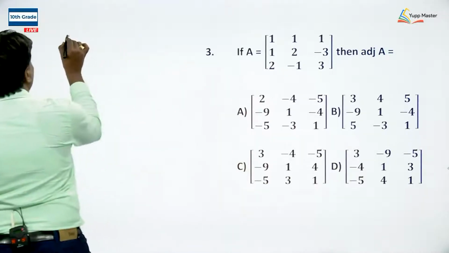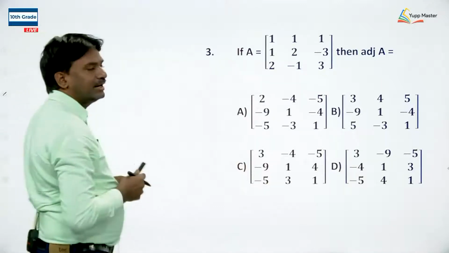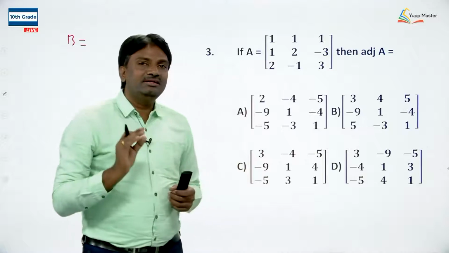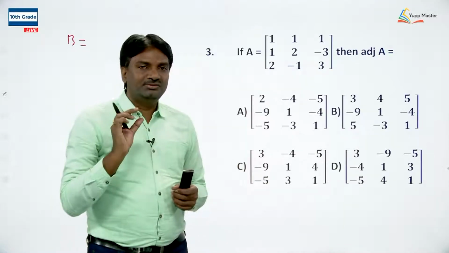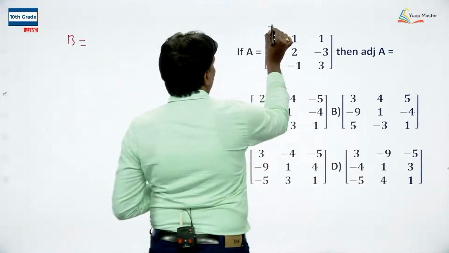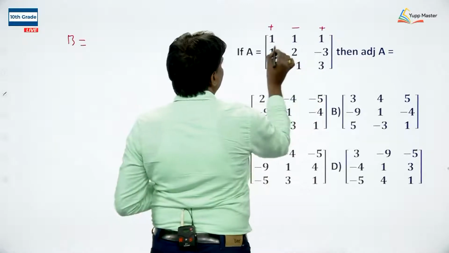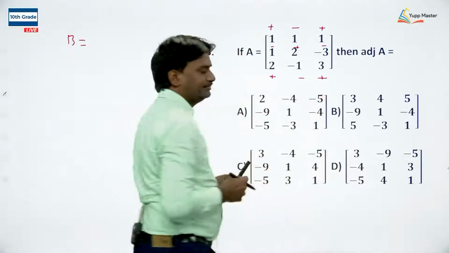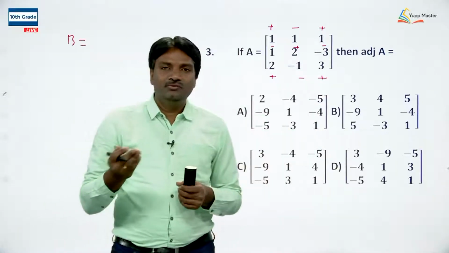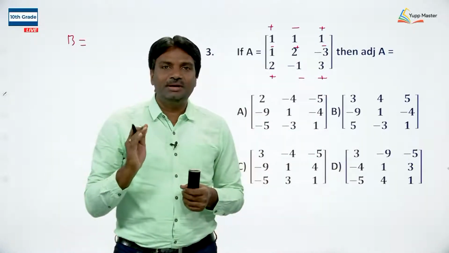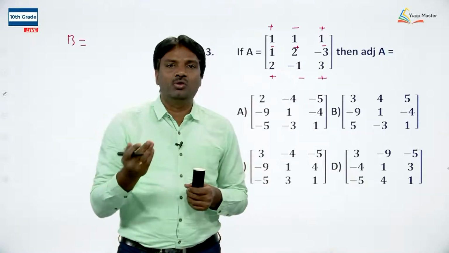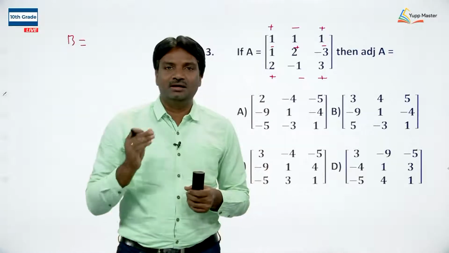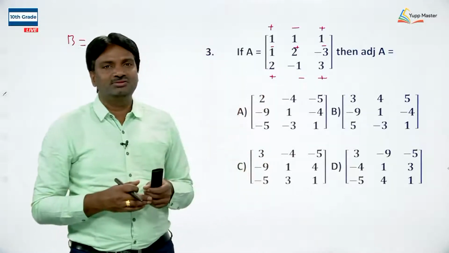Let us suppose that B is the cofactor matrix of A. For a 3 cross 3 matrix, we know plus or minus will come alternately: plus, minus, plus, minus, plus, minus, plus, minus, plus. To find the cofactor, we have to multiply the minor of an element in the ith row and jth column by minus 1 power i plus j. We can do just like that, or simply take plus or minus alternately.